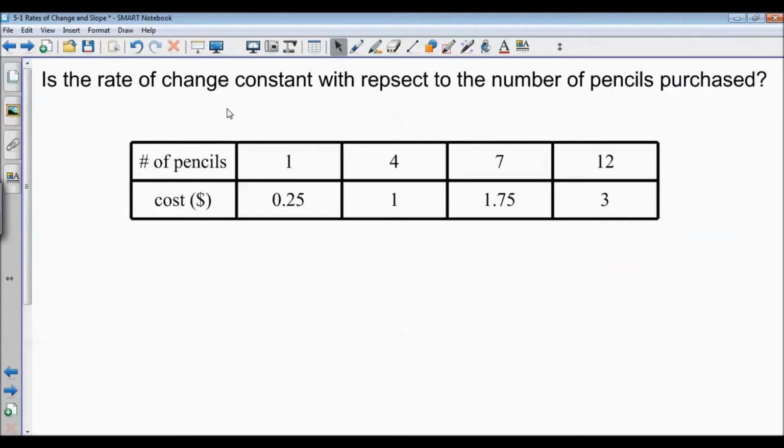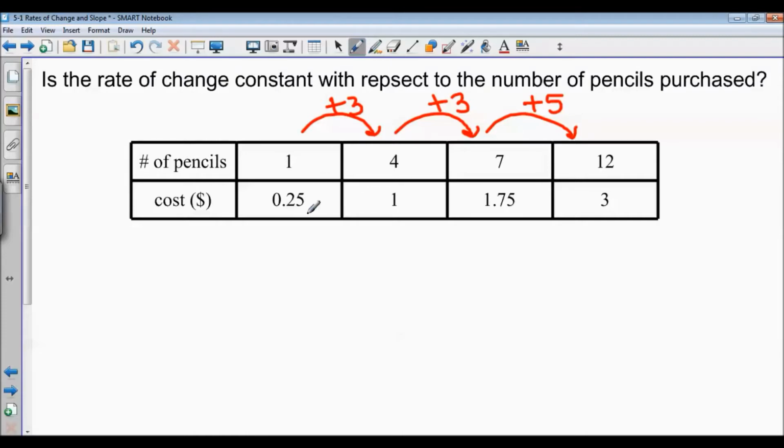So let's look at rate of change with number of pencils and the cost for those pencils. So let's see, is the rate of change constant with respect to the number of pencils purchased? So on our number of pencils up top here, it's going up by 3. It goes up by 3 again. But here, then it goes up by 5. Now this is okay, because it's not saying is the change constant, it's saying is the rate of change constant.